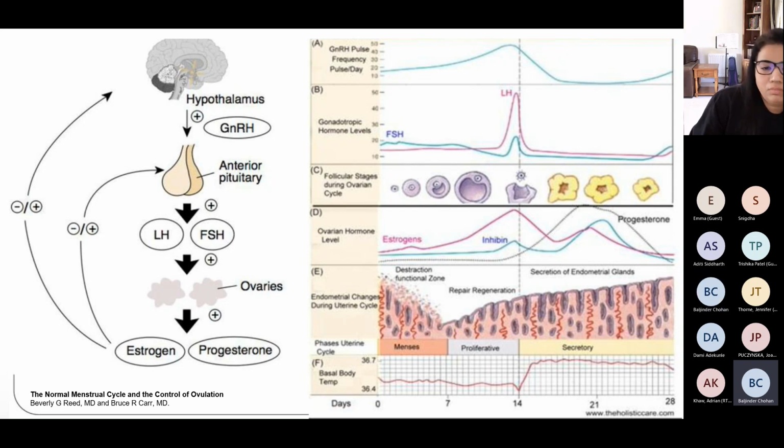All right. Now, what happens during the proliferative phase is that you've got pulsatile GnRH secretion, which again gives rise to pulsatile FSH-LH secretion. And in the first half of the cycle, you've got this rising estrogen, and predominantly the first half of the cycle is under estrogen influence.